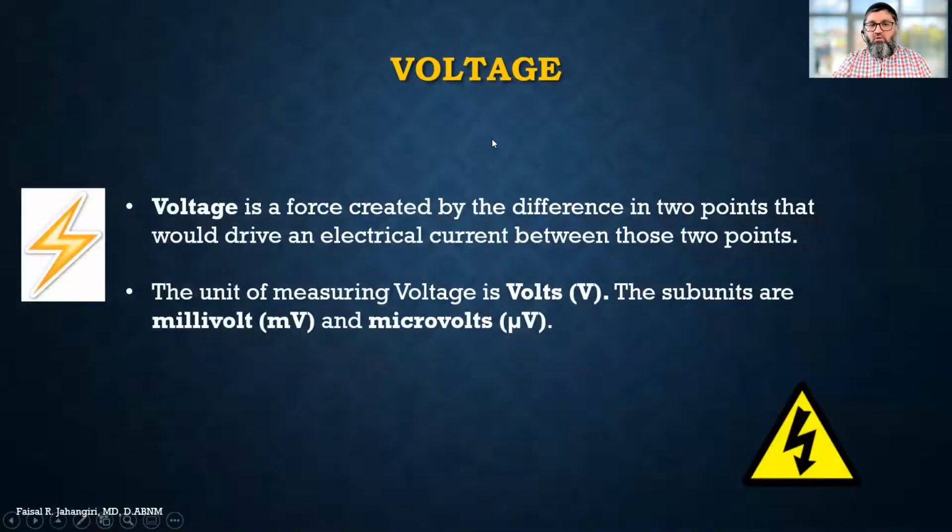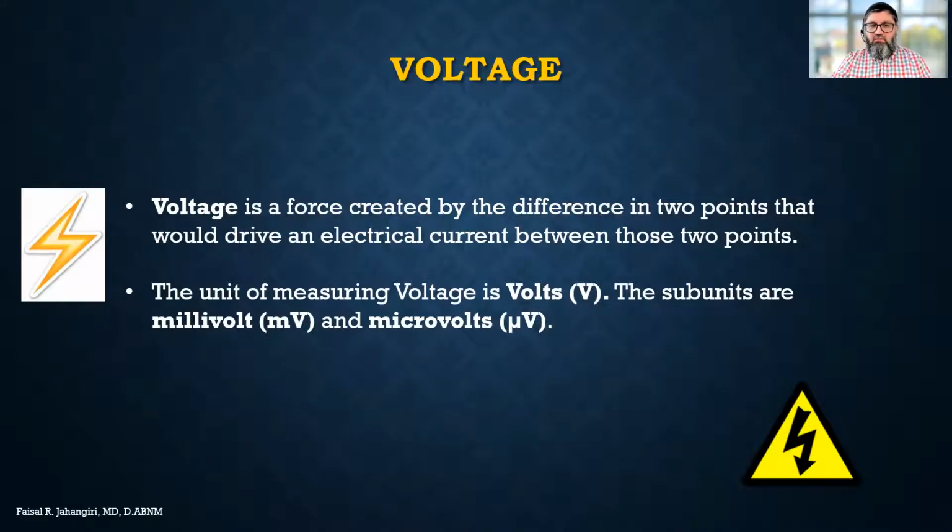So next one is voltage. Voltage is a force created by the difference in two points that would drive an electrical current between the two points. So voltage is nothing but a difference in charge between the two points. If the difference in charge is much higher, there will be high voltage. If the difference is low, there will be low voltage.